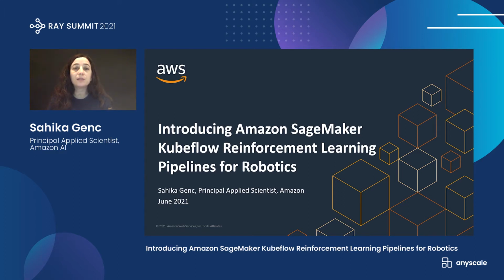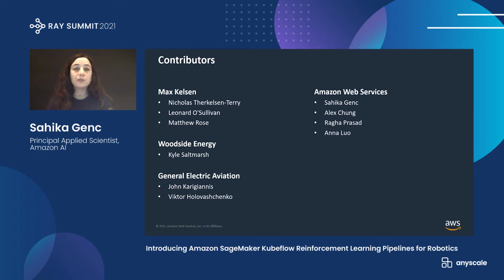Today I'm going to talk a little bit about how we use Kubeflow reinforcement learning pipelines for robotics using Ray and Amazon SageMaker. I first would like to thank my contributors across multiple companies, including Max Carlson. Nick's team was very instrumental in getting the code ready for Kubeflow pipelines for us. And I'm going to be talking a little bit about our use cases with Woodside Energy and General Electric Aviation. I also would like to thank the contributors on the Amazon Web Services side and really appreciate all the teams that have contributed to today's presentation.